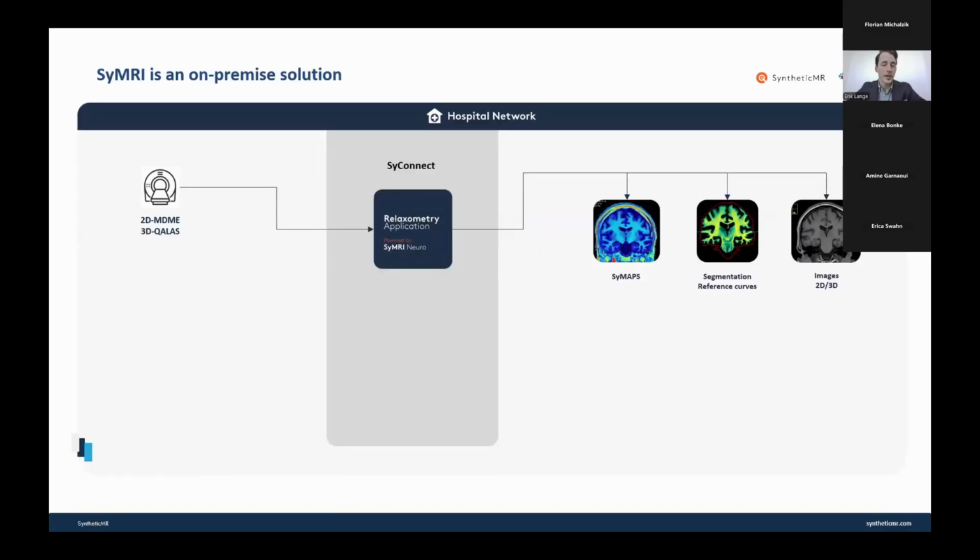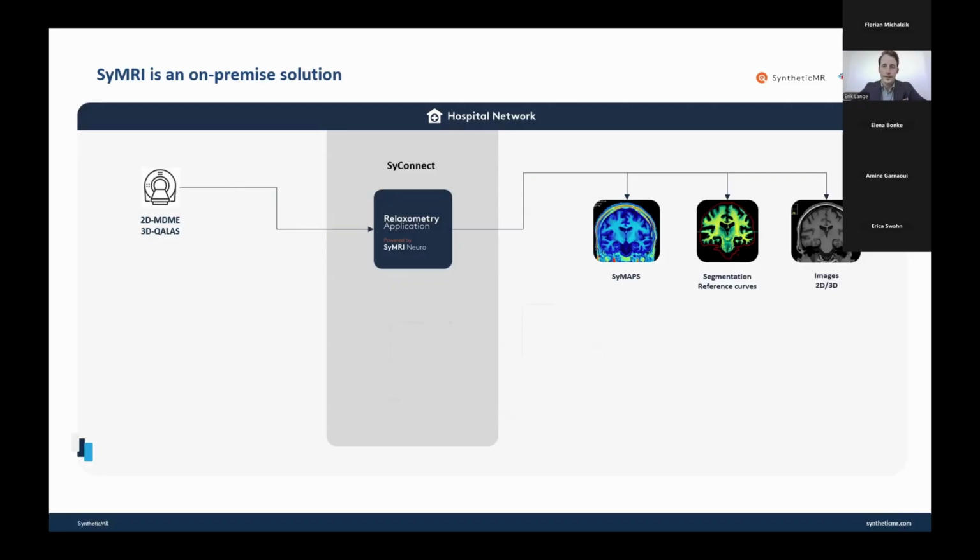Lastly, a quick mention on the implementation. In modern hospitals, the setup is very straightforward. SyMRI is an on-premise solution, meaning that the software is installed typically on a server in your hospital, and no images or patient data need to leave the hospital network. We call our workflow engine SyConnect, and this basically runs SyMRI according to pre-configured rules, providing you a lot of flexibility, allowing you to have different outputs for different patients or protocols, all in a very efficient manner without any manual interaction required.